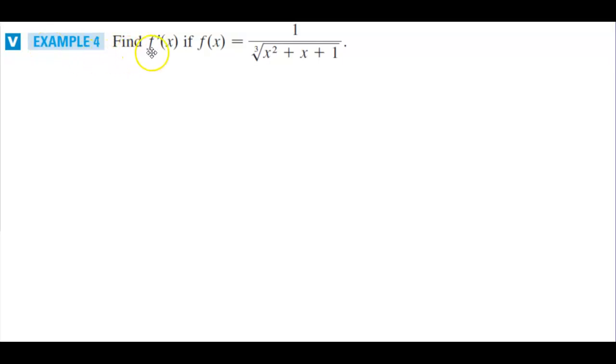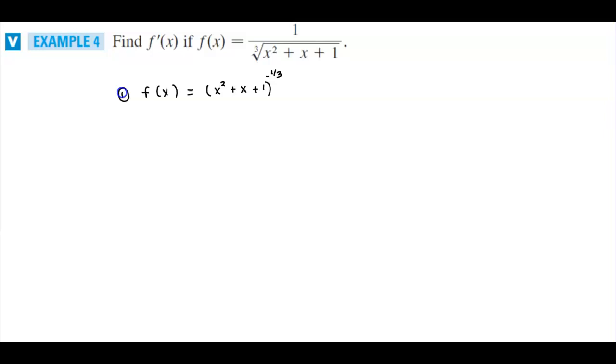So example 4, we want to find f prime of x if f of x is equal to 1 over the cube root of x squared plus x plus 1. So the first thing we need to do is rewrite f of x. And so f of x is going to equal the quantity x squared plus x plus 1 to the power of negative 1/3, because we're going to rewrite it to the numerator.